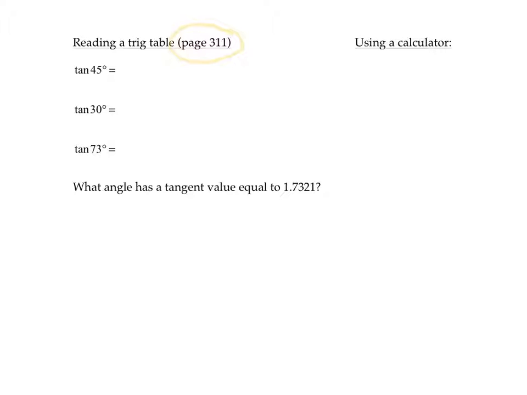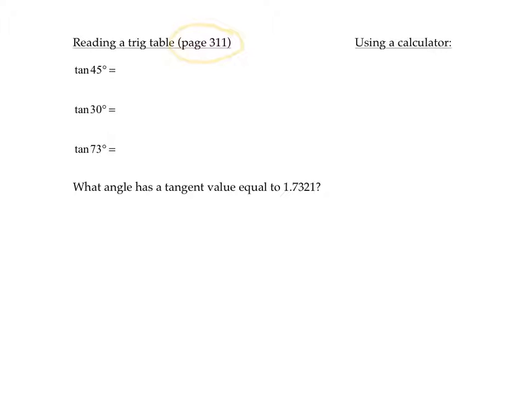Now the trig table in your book rounds each value to 4 decimal places, with a few exceptions in there, of course. When you have to use a trig table, you need to use all 4 decimal places if you're multiplying it by another value.